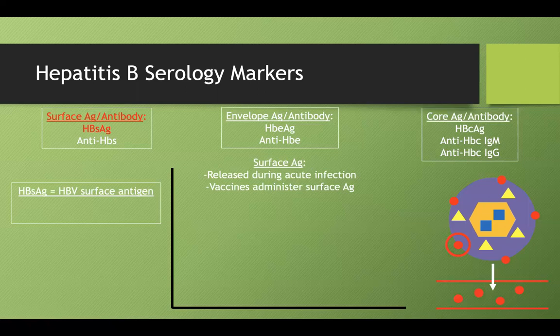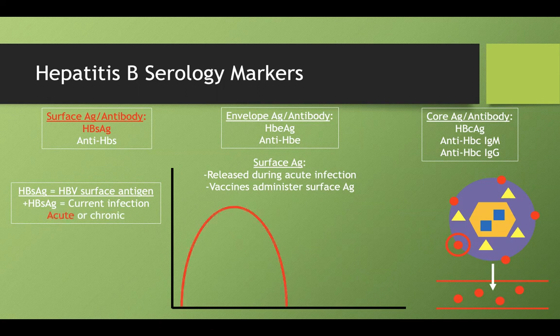So our HBsAg, that just means our hepatitis B virus surface antigen. If it's positive, you have a current infection. This is only released during acute infection. So if it's ever positive, you have some sort of acute infection. We don't know if it's acute or chronic yet. We just know that there's some sort of infection going on.